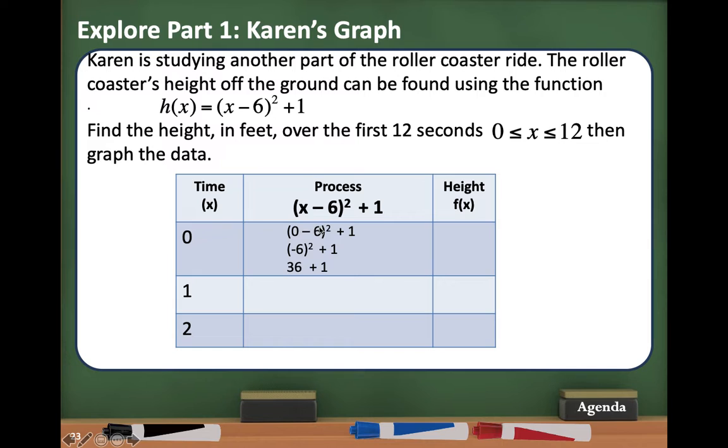So we do 0 minus 6, order of operations, right? Do it in parentheses first, or grouping symbols. You get negative 6. Then you're going to square it. You get 36 plus 1 is 37.